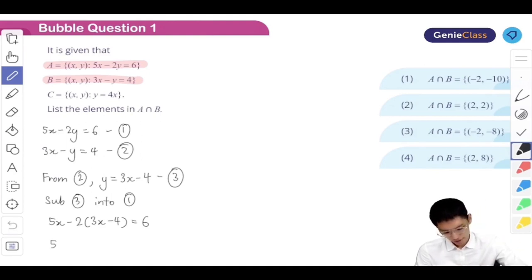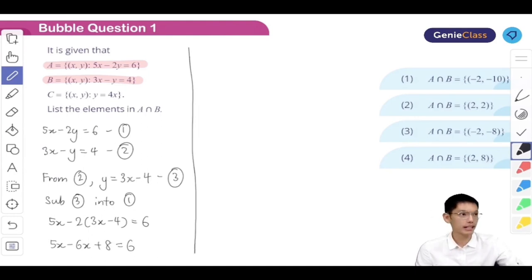I'm going to have 5x minus 6x plus 8 is equals to 6. And from here, that's where I simplify much more to give me, in this case, minus x equals to minus 2. Okay, just simplify much more. x is equals to 2. Okay, that's the first part.